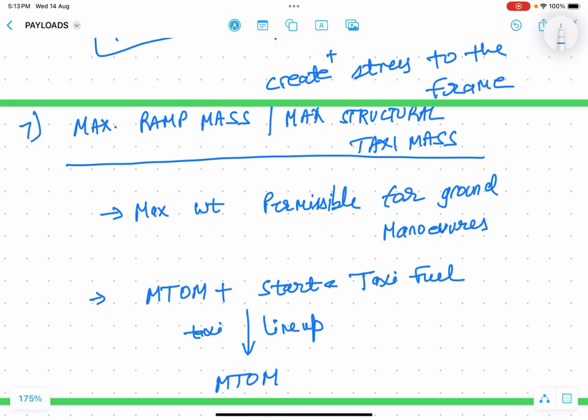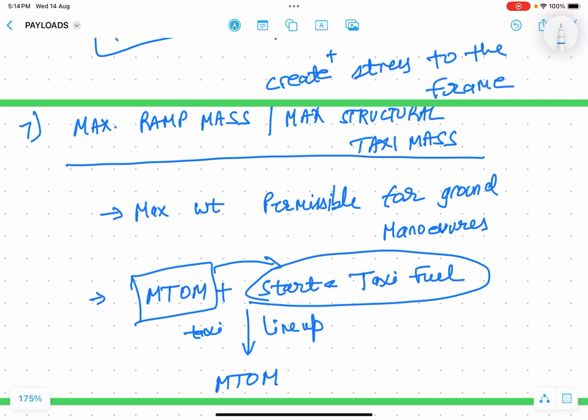Maximum ramp mass or maximum structural taxi mass. It is the weight permissible for ground maneuvers. Basically, it is maximum takeoff mass, and we add start and taxi fuel to it. So after we are through with our taxi and lineup, we always get our maximum takeoff mass, which we cannot exceed.